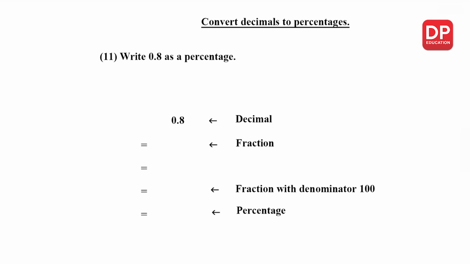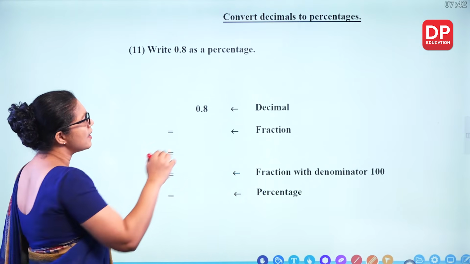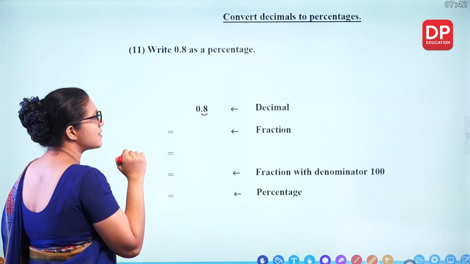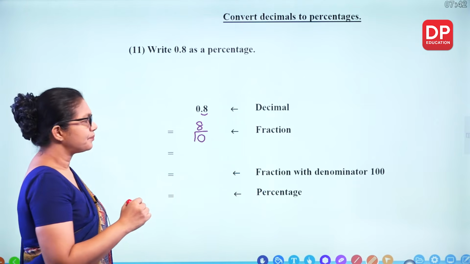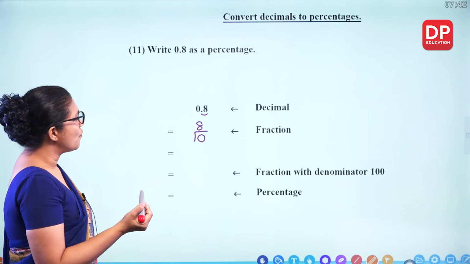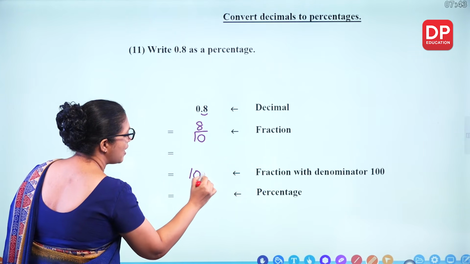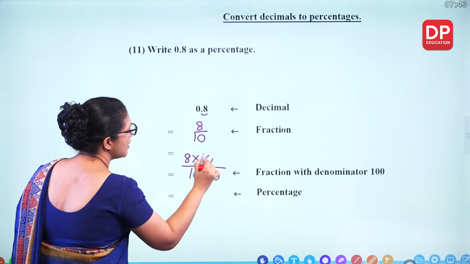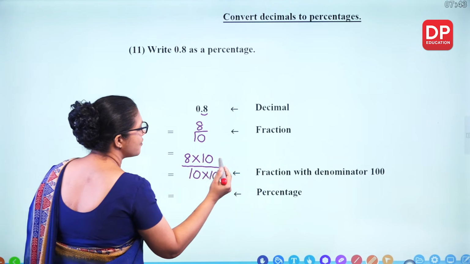Now we'll look at how you convert decimals to percentages. So write 0.8 as a percentage. So we'll convert this decimal to a fraction. This is the tens place. You can write 0.8 as 8/10 as a fraction. So, a fraction with denominator 100. So what can we do? You can multiply by 10. 8 times 10. So what's the value? You get 80/100.